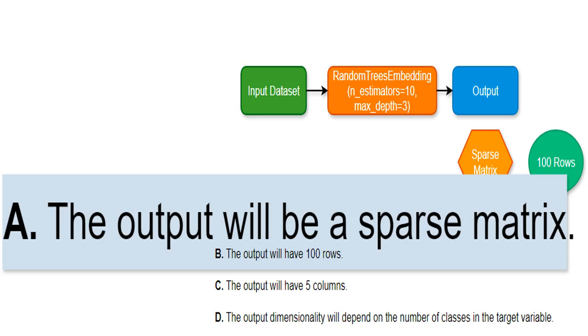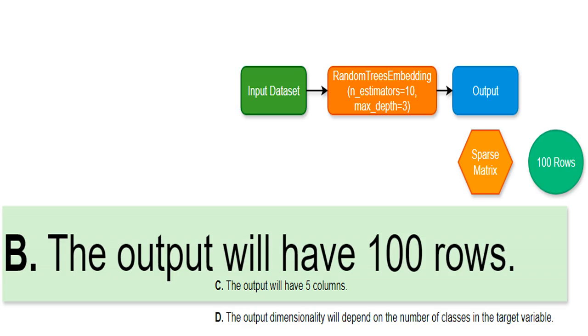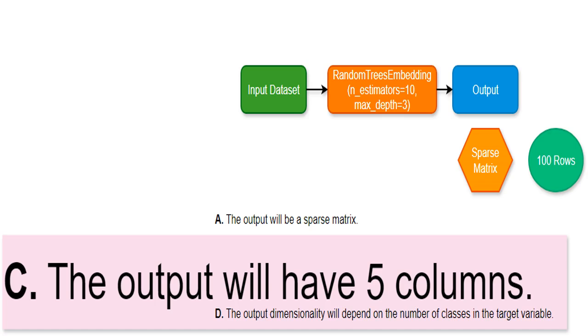I predict this statement is true. RandomTreesEmbedding often creates a sparse matrix because many of the resulting values are 0. Think of it like a mostly empty grid, most cells are blank. This is true. Each row represents one of the 100 samples in your dataset. It's a 1-to-1 correspondence.